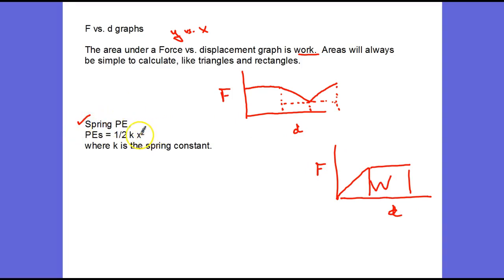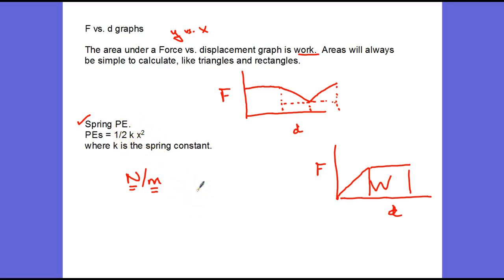Spring potential energy is 1/2 kx squared, where k is the spring constant. Springs have constants. The units are newtons per meter, and it's how much force it takes to stretch or compress the spring. The energy stored in a compressed or stretched spring is equal to 1/2 times the spring constant times the square of the displacement, the amount by which the spring has been stretched or compressed. And that would need to be in meters to match the units of the spring constant.